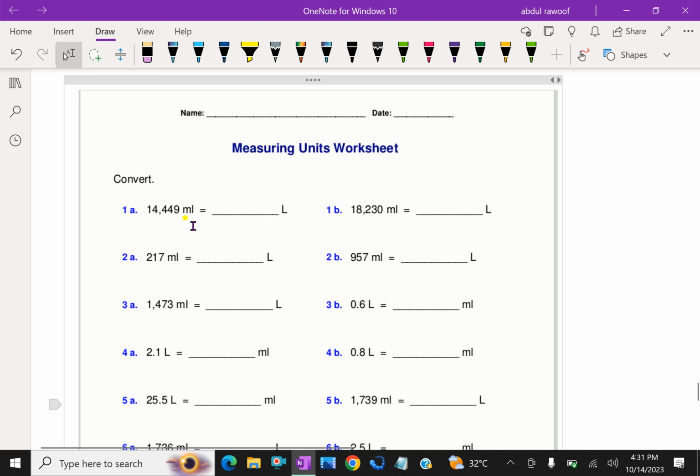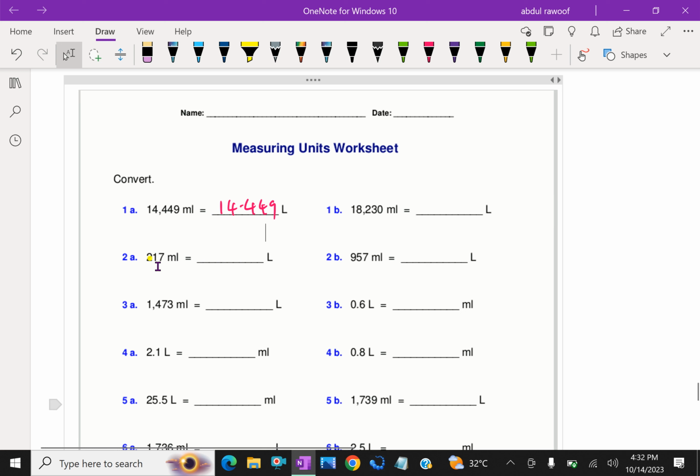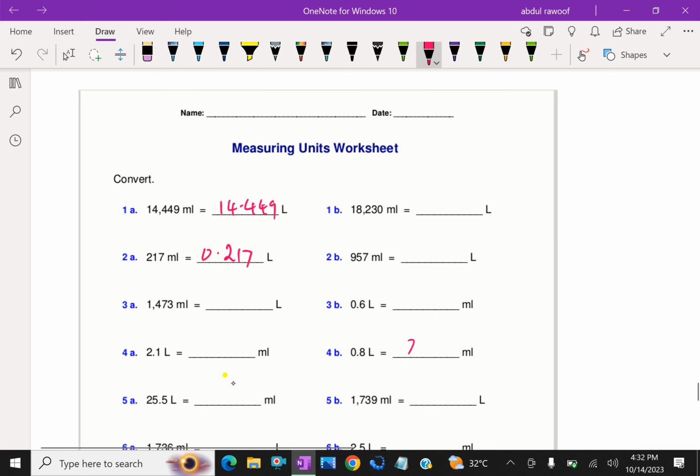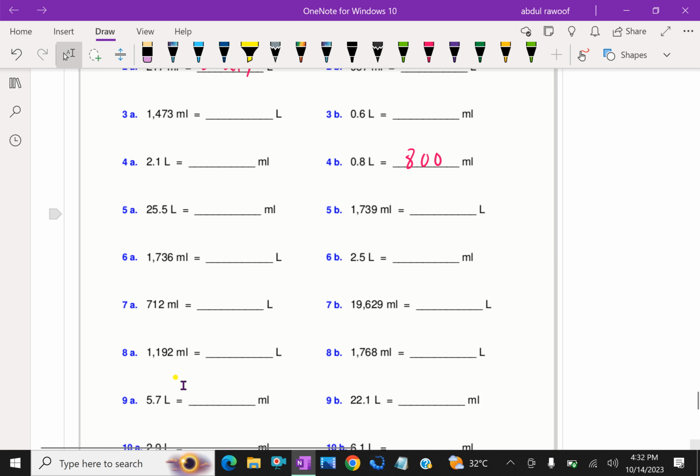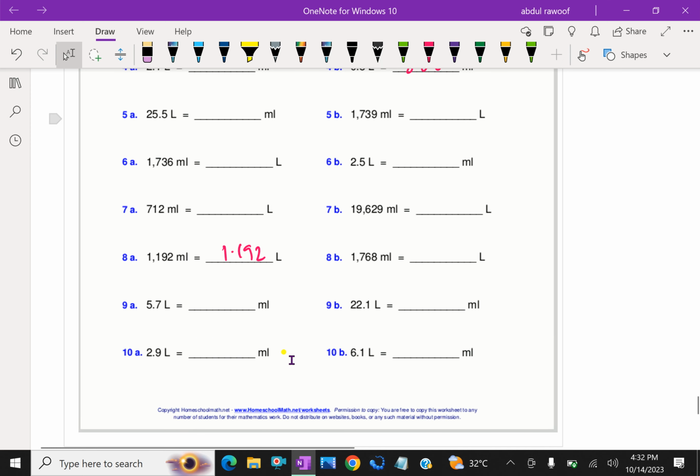Now milliliter to liter. 14,449 ml is 14.449 liters. 217 ml is 0.217 liters. 0.8 liter is 800 ml. 1192 ml is 1.192 liters. 6.001 liter is 6001 ml.